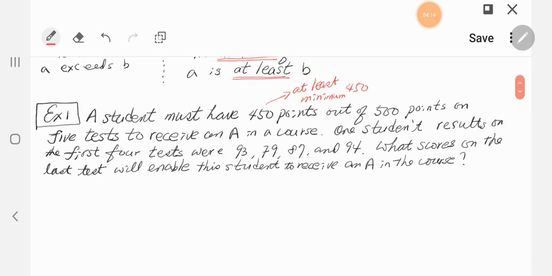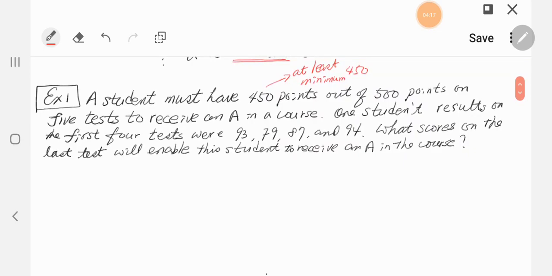Let's add up the 4 tests, 1, 2, 3, 4, and then the 5th test. What should be the score on the last test, the 5th test, to get an A? Let's add up all 5 tests. The last test score we don't know, so let's make it x points.